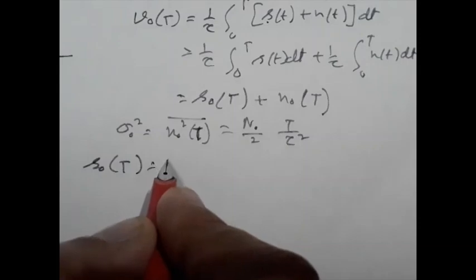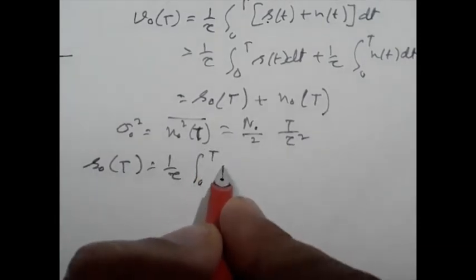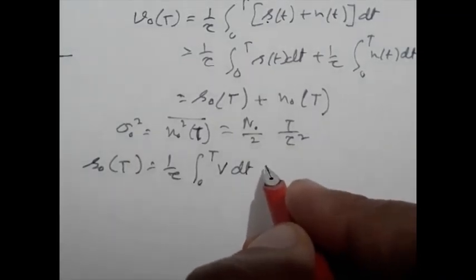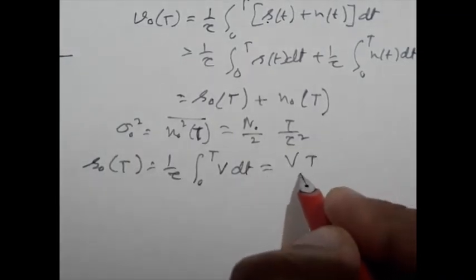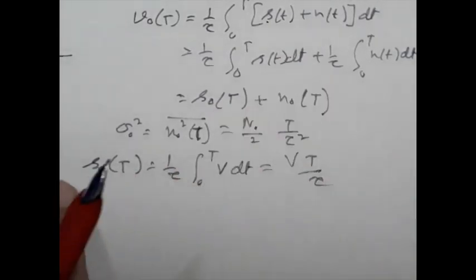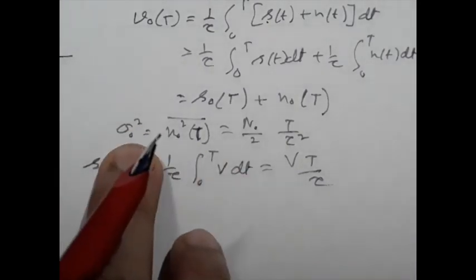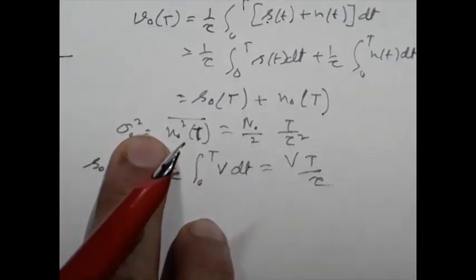So S0(T) equal to 1 by tau integral 0 to T of V dt, that is equal to V times T by tau. So this is the output signal part, and this is the variance of the noise.